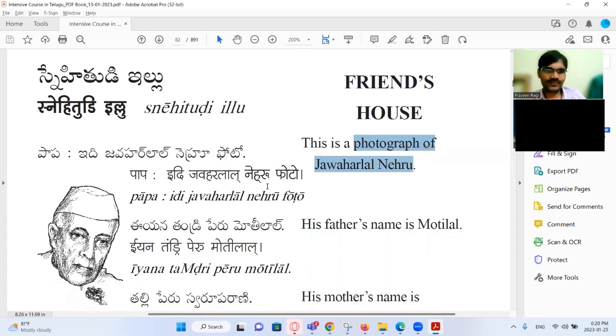Idi means this. Iyana tandri peru Motilal. His father's name. He ikkada chudandi. Tandri peru, father's name. So it is not necessary to use modification every time. Sometimes we just use it without any modification, like we did with Snehitudi. Okay, father's name, tandri peru.